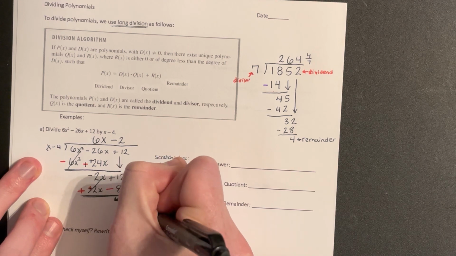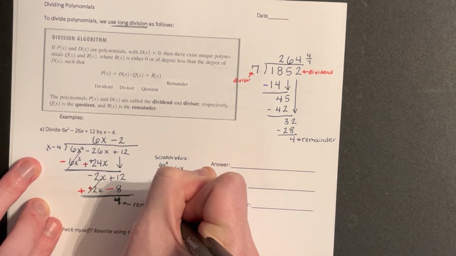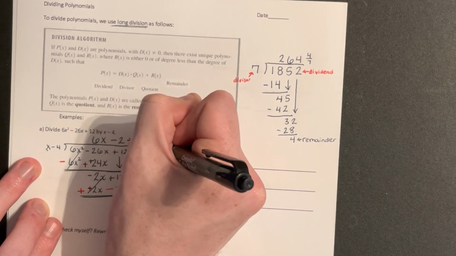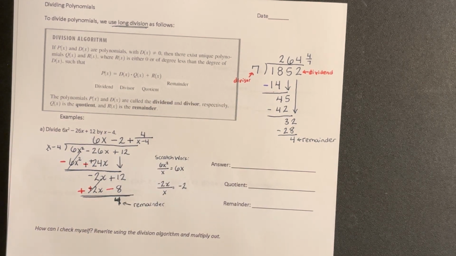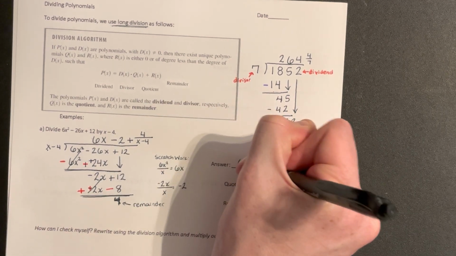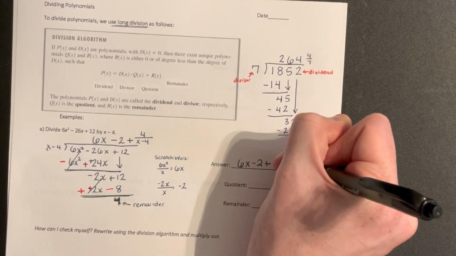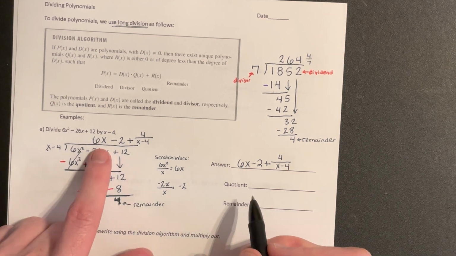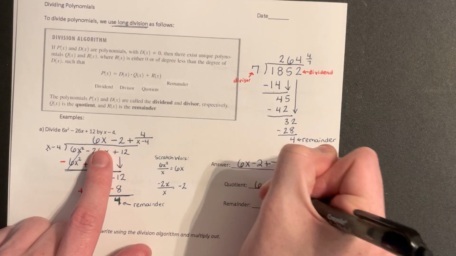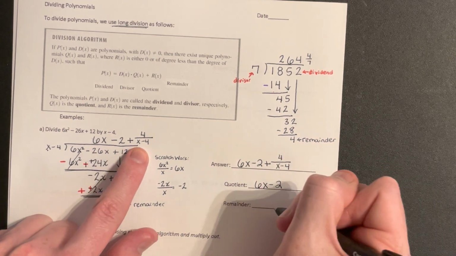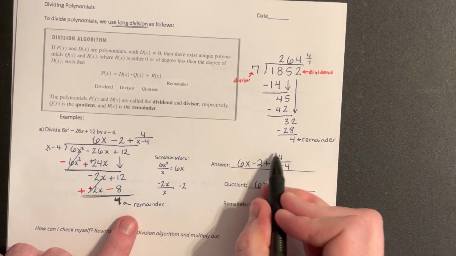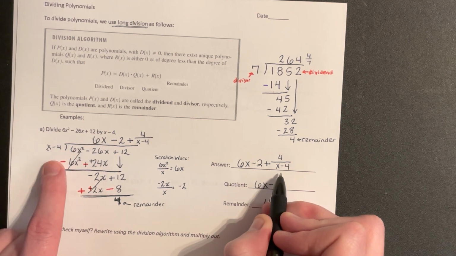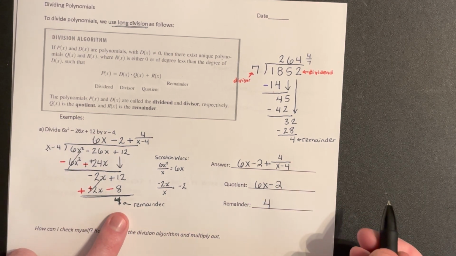So this 4 is our remainder. And I just put plus 4 over x minus 4. That's the entire answer. So I'd write that out as 6x minus 2 plus 4 over x minus 4. Our quotient is the first part, 6x minus 2. The remainder is just 4. It's not the whole 4 over x minus 4 because that is the remainder over the divisor. Our remainder is just 4.